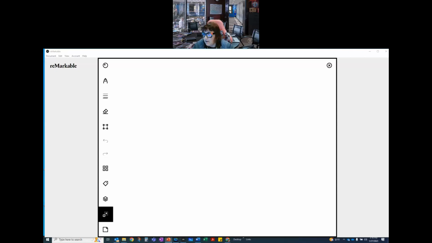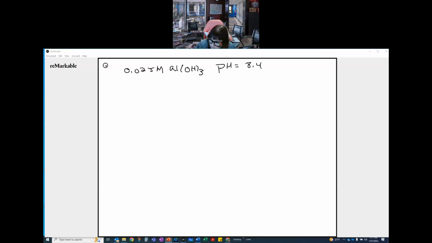So my sample questions. It says calculate the concentration of aluminum ion in a 0.025 molar Al(OH)3 solution where the pH equals 8.4 if the Ksp equals 1.8 times 10 to the negative 33rd.